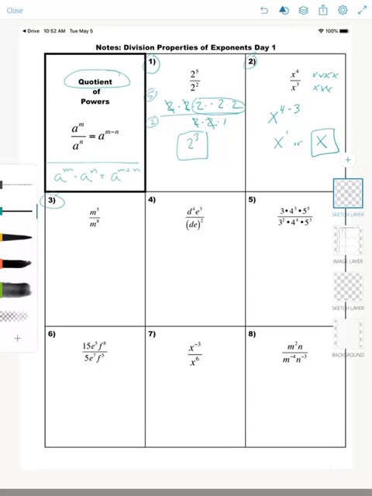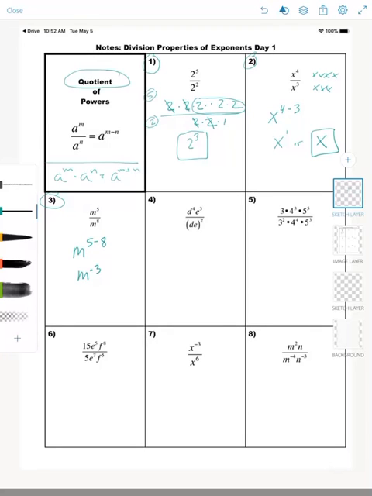All right, number 3, you notice the exponent on the numerator on the top is smaller than the exponent on the denominator on the bottom. But that's okay, we're going to use our rule exactly the same. So we have m to the 5th over m to the 8th, and so we get m to the 5 minus 8.